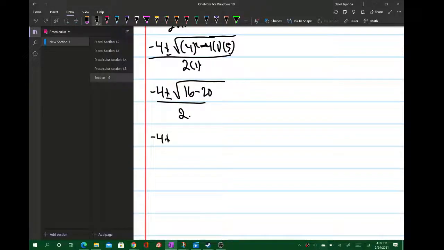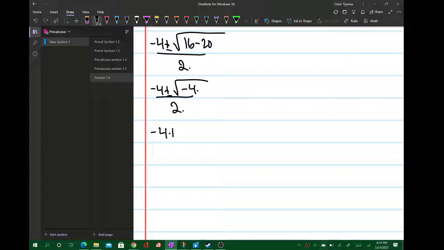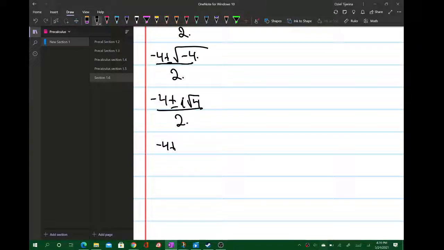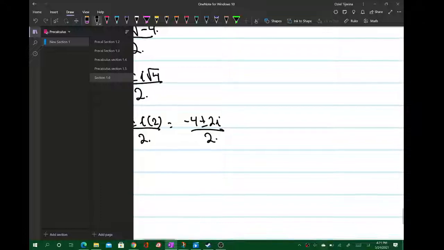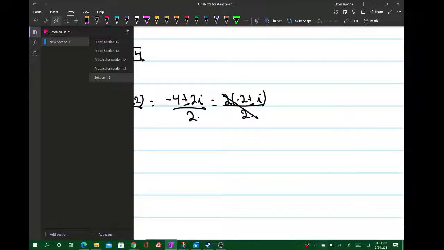And then we have negative 4 plus or minus the square root, and we have 16 minus 20, that's negative 4 over 2. So then we have negative 4 plus or minus, and the square root of negative 4 is i times the square root of 4 over 2. So then we have negative 4 plus or minus i, and the square root of 4 is 2, so we have times 2 over 2. This gives us negative 4 plus or minus 2i over 2. So then we factor out the 2, we get 2 times the quantity negative 2 plus or minus i all over 2. This cancels out.